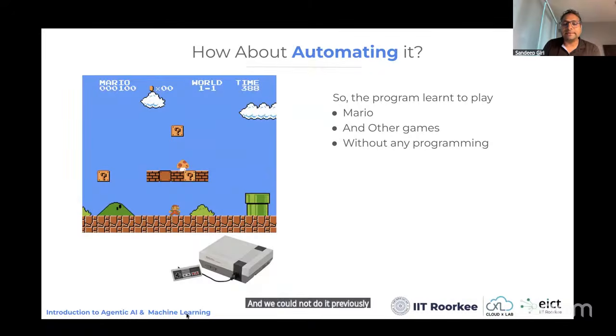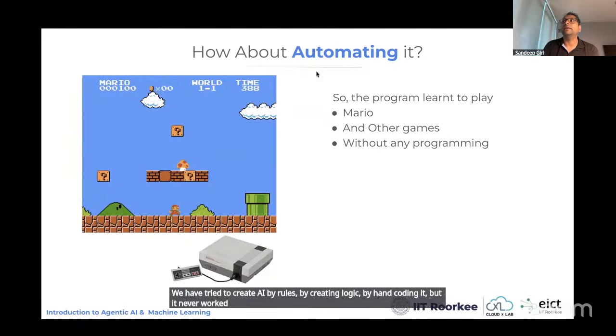That's the biggest difference. So machine learning is what is making it possible to create AI. We have tried to create AI by rules, by creating logic, by hand coding it, but it never worked. We could not write the logic for all scenarios.